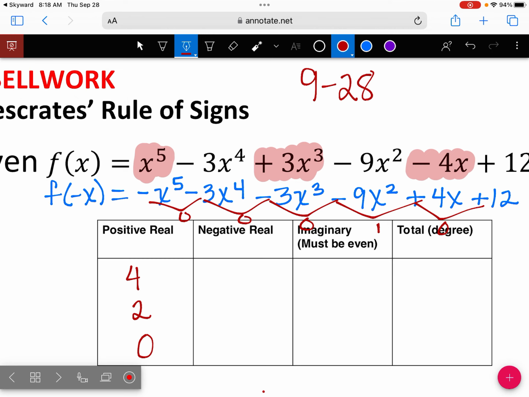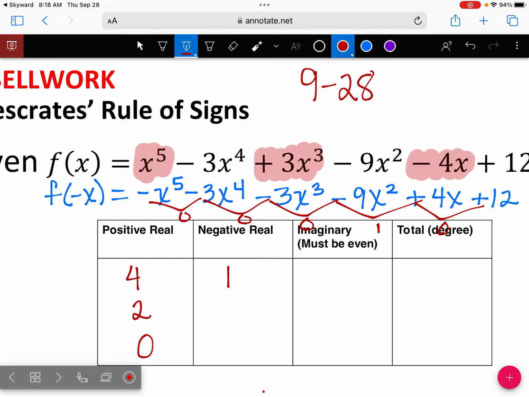So the only number I could put here is 1, because if I try to go backwards, I'm at -1, and we can't have a negative amount of real solutions.